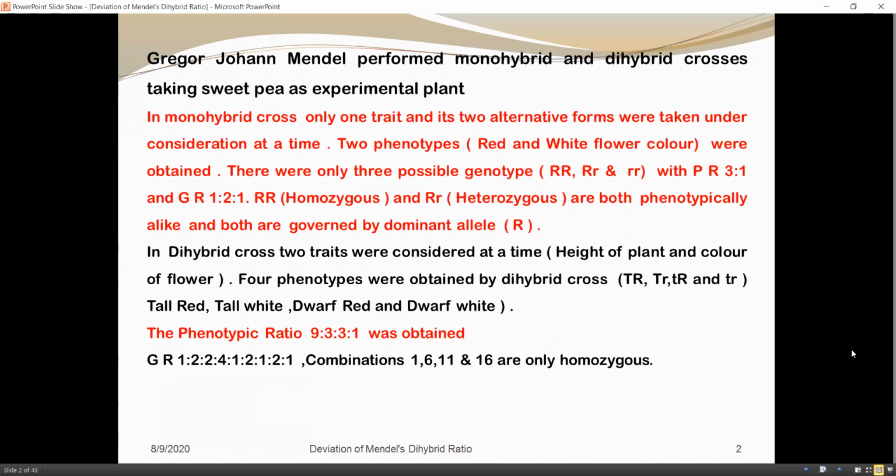Capital R, capital R homozygous and capital R small r heterozygous are both phenotypically alike and both are governed by dominant allele R.